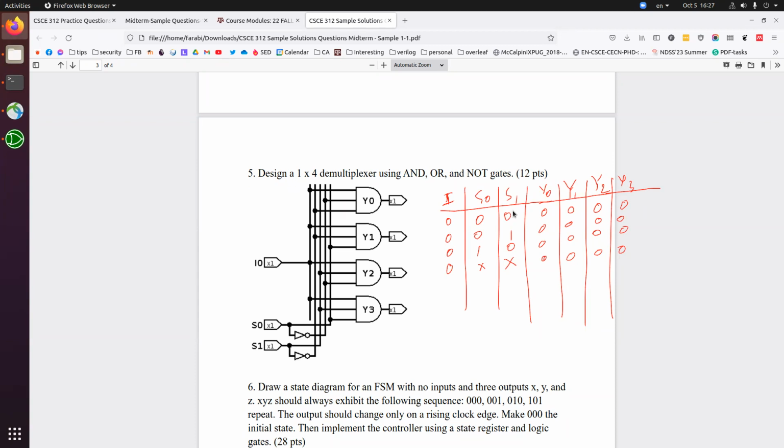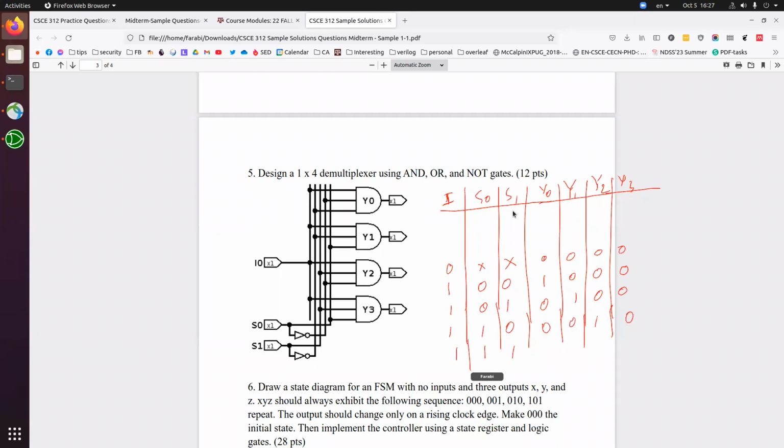So I can just get rid of this. Instead of writing all this, I can just write 1, and that will cover all the I0 cases. So the next part is, if I equals 1 and this is 0, 0, then Y0 would be 1, everything else would be 0. Again, if I is 1, and then 0, 1, this would be 0, 1, 0, 0. From here, if it's 1, 0, this is 0, 0, 1, 0, and then 1, 1, this would be 0, 0, 0, 1. That's the truth table.